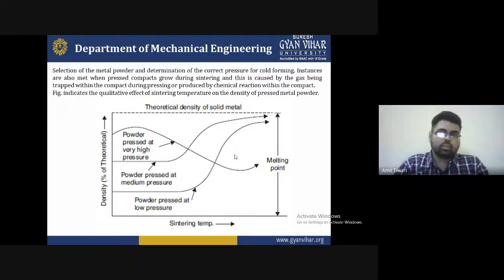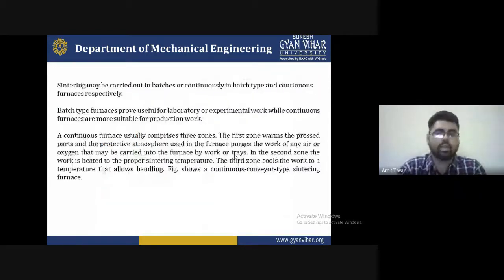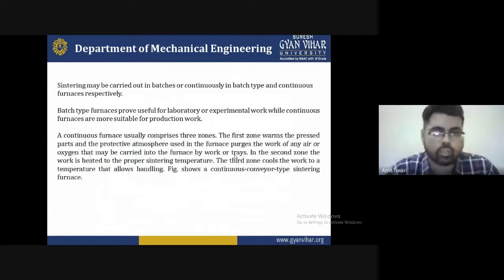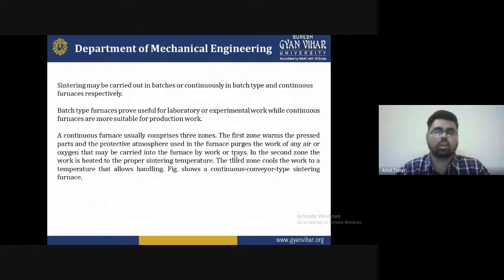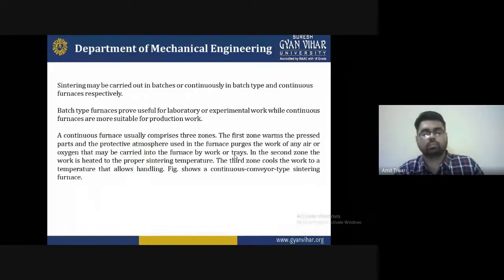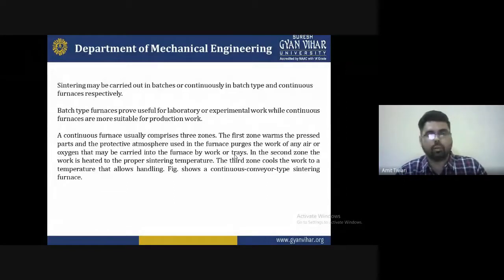Blisters also form when the pressed compact grows during sintering. This is caused by gas being trapped within the compact. Third, sintering may be carried out in batches or continuously, in batch type and continuous furnaces respectively. Batch type furnaces prove useful for laboratory or experimental work, while continuous furnaces are more suitable for production work.